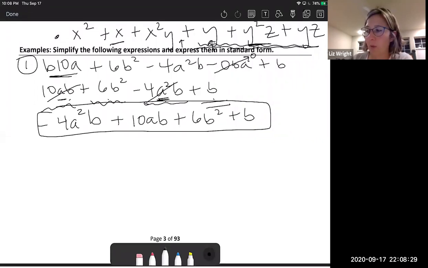So sometimes I get the question of, well, wait, can't we combine these? No, they're not like terms. They have the same exact variables, but they are not raised to the same exact power. So you cannot combine those.